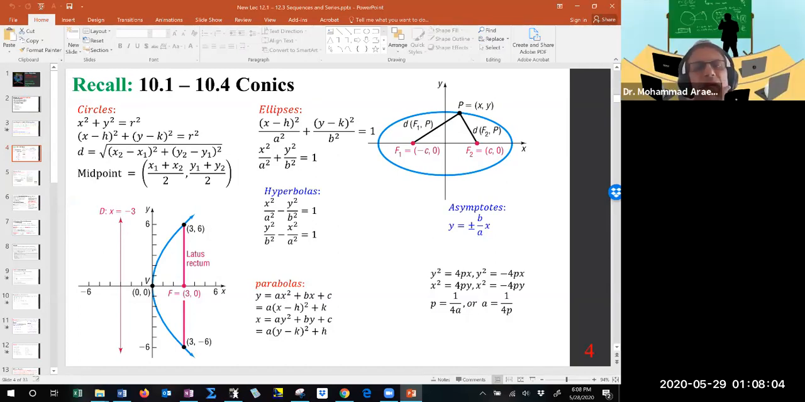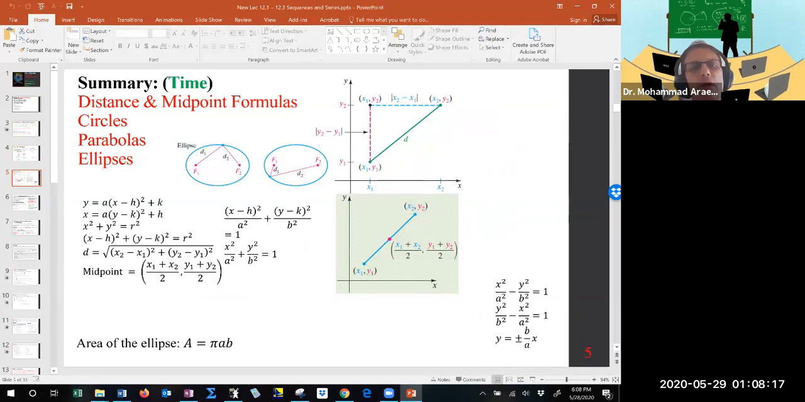Okay. I want you to pay attention to this new stuff. Circles, ellipses, hyperbolas, parabolas, you name it. Using the formula midpoint and distance is important. We definitely have questions regarding those.